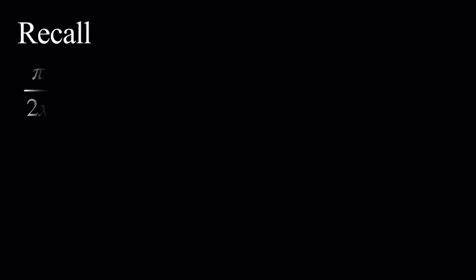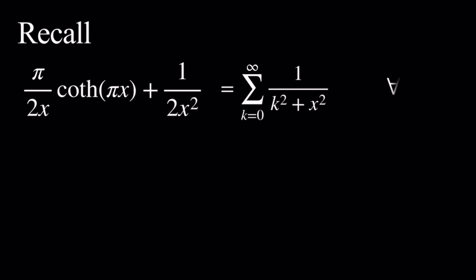Now, this identity was proven in a video that I'm going to link in the description. So it's pi over 2x times the hyperbolic cotangent of pi x plus 1 over 2x squared equals the sum as k goes from 0 to infinity of 1 over k squared plus x squared for all x different from 0.